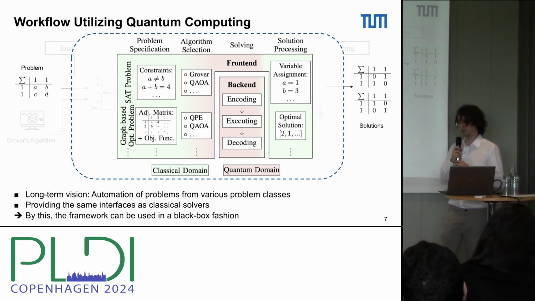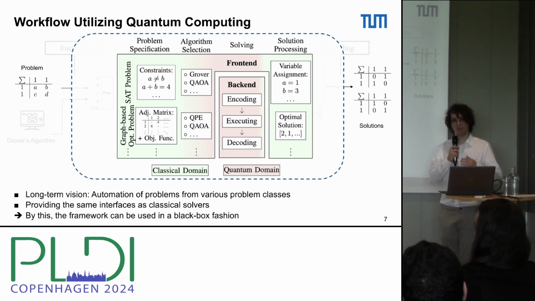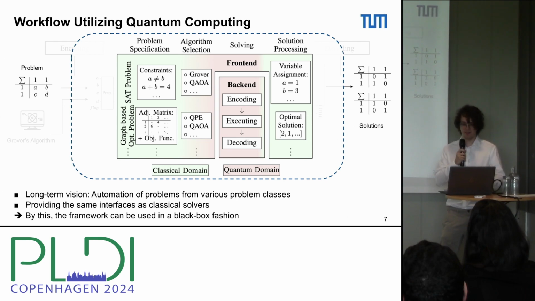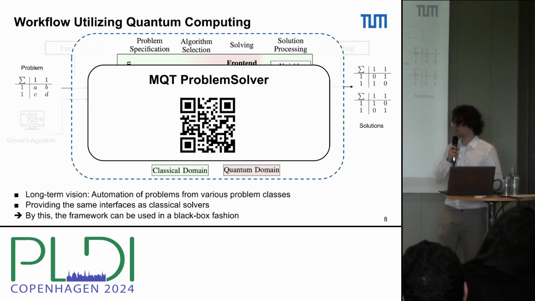And a very cool thing about this idea is that the end user is completely shielded from all required quantum computing knowledge, because everything related to quantum happens in the backend. They do not need to interact with it at all. And this tool is what we call the MQT problem solver, and it's available on GitHub.